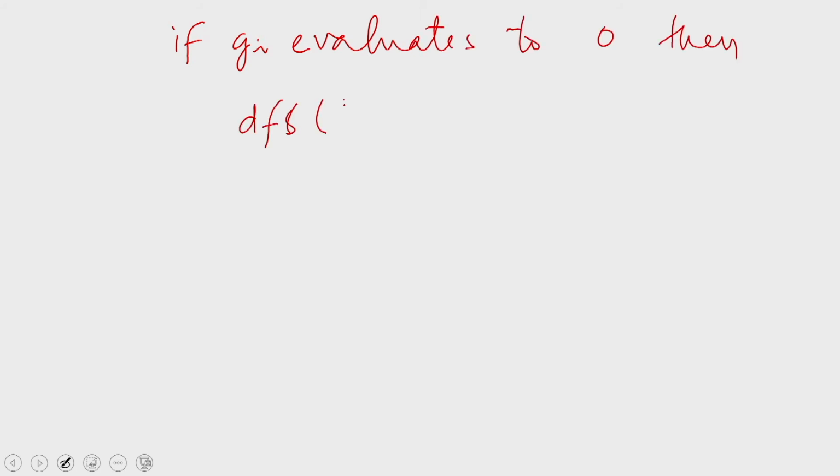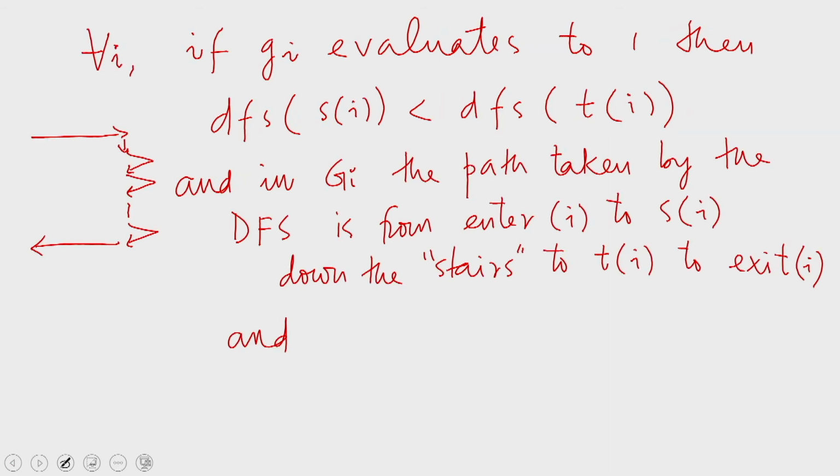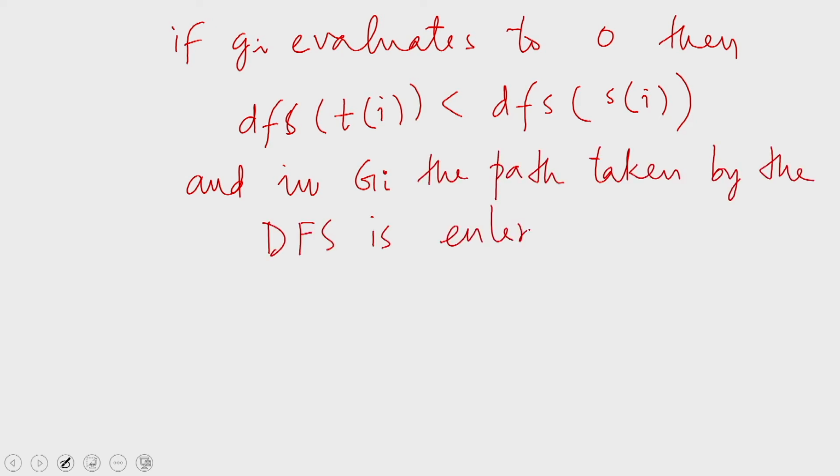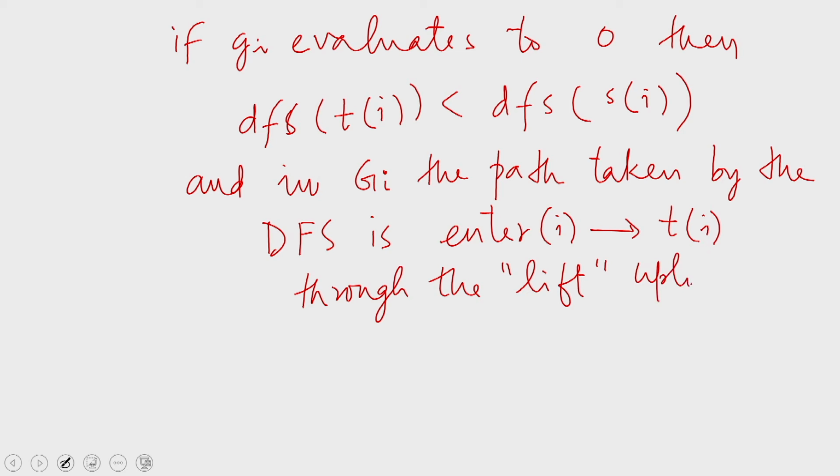then DFS of T of I will turn out to be less than DFS of S of I, which means T of I will be visited before S of I, and as opposed to the previous case, in Gi the path taken by the DFS will be different now. It will start from enter of I within G of I, go to T of I and then through the lift up to S of I and then to exit of I.